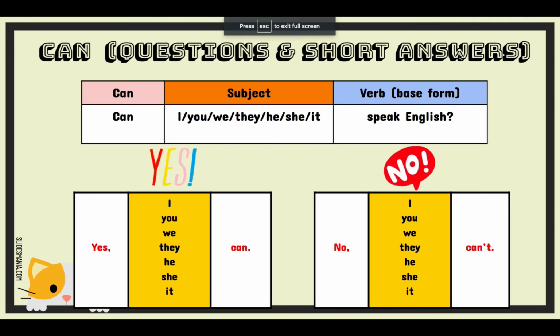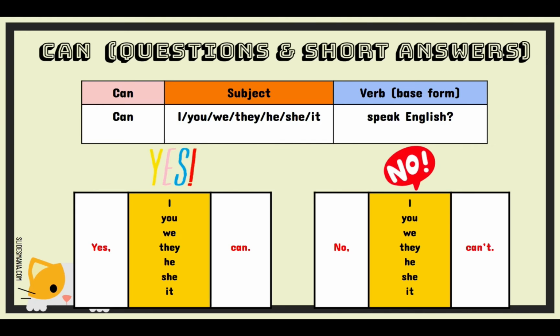Very good. Next is the use of can in questions and short answers. First, we will go to the questions. If you want to make a question using can, it should be can plus subject plus verb in base form. For example, can I speak English? Or can you speak English? Or even, can he speak English?